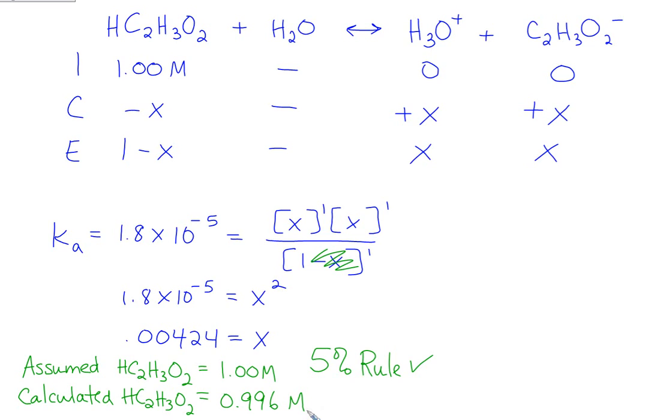Okay, so now what they really ask us for is the percent dissociation. The percent dissociation is just a measure of the amount that was dissociated divided by the original amount. The amount dissociated, that's x. So this is really 0.00424. That's molarity, or moles per liter, divided by 1. Oh, that's nice.